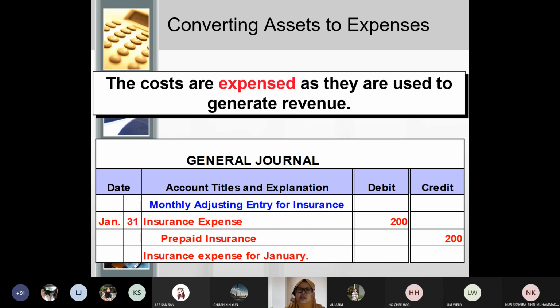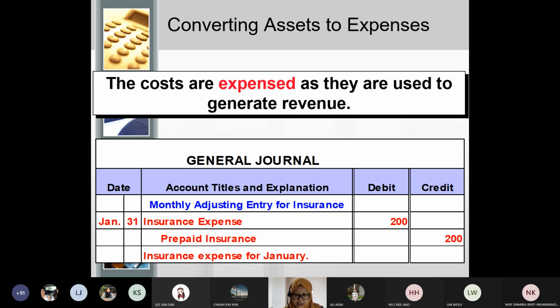And monthly, we do the adjustment. The adjustment would be at the end of the first month, January 31st: we debit insurance expense 200 and credit unexpired insurance, or prepaid insurance, 200. So we have to do this every month, at every end of the month.